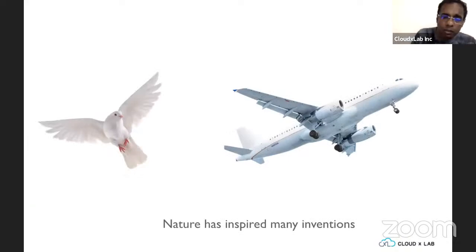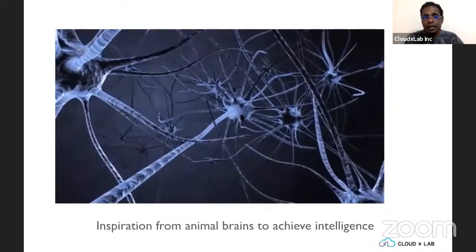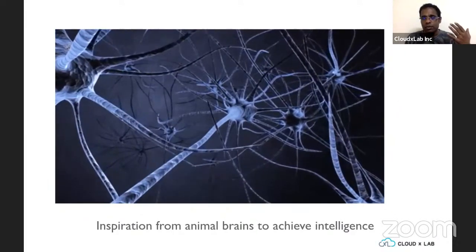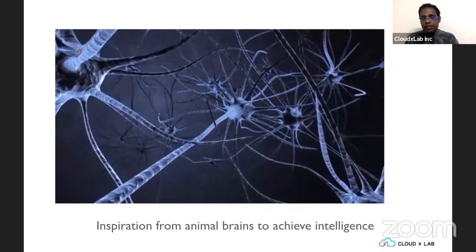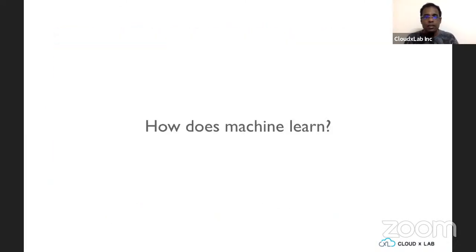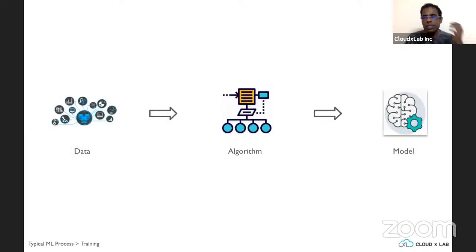So deep learning was largely inspired by nature. For example, birds inspired us to fly, and human brains inspired us to get higher levels of intelligence, and that inspired neural networks. Okay, so now how does any machine learn? I'll give you a little example to try to explain how that works.